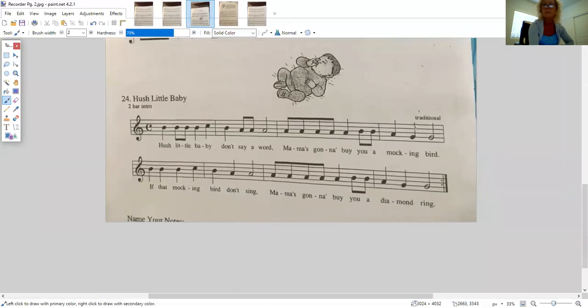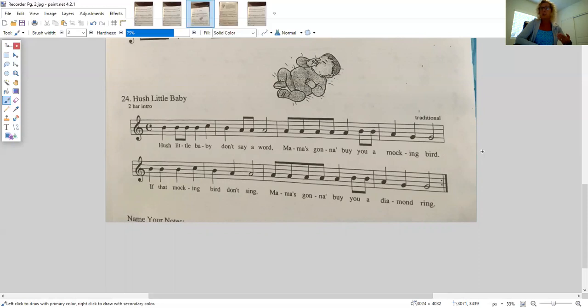It says traditional at the side. Traditional, guys, means that we may not even know who wrote it. Whoever did, though, made it popular. And when we see the word traditional, it means a lot of people know it, and it's been done a lot, kind of like a tradition in your family.